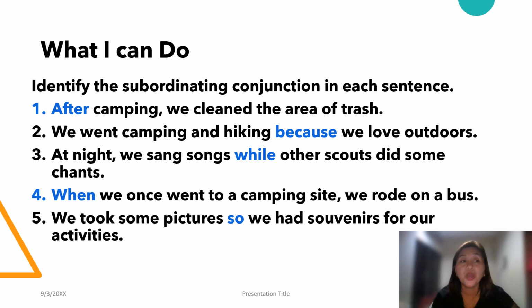Number two, we went camping and hiking because we love outdoors. The answer is because. Why? Because you state the reason. Number three, at night, we sang songs while other scouts did some chants. Okay, you use while because you're explaining what the other is doing.